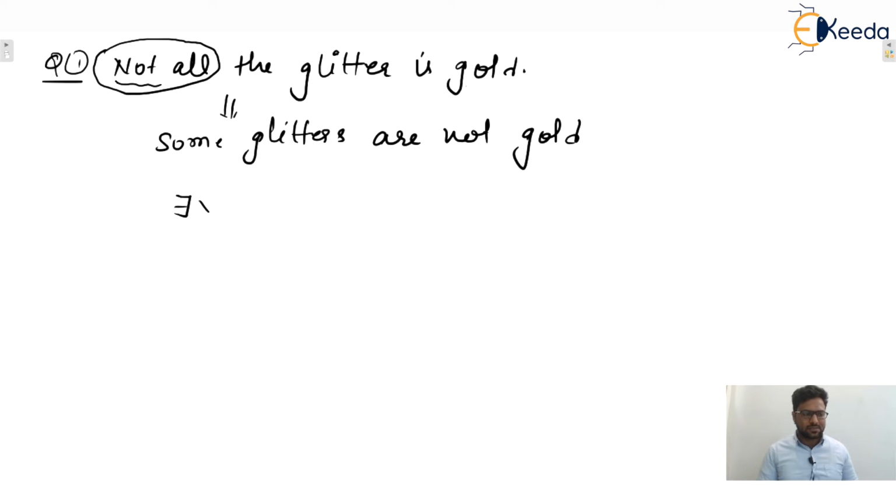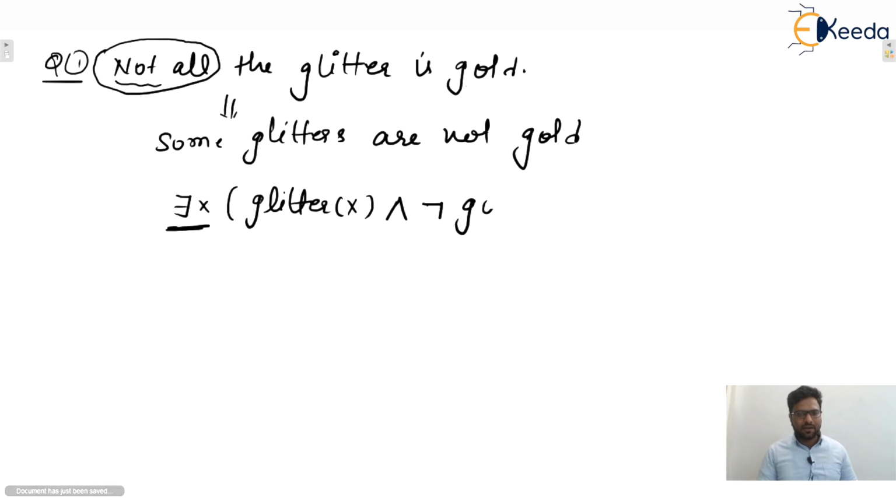Some means there exists x. So if it is glitter, and there is an existential outside, then inside there will be an and, and not gold. That is the correct statement.